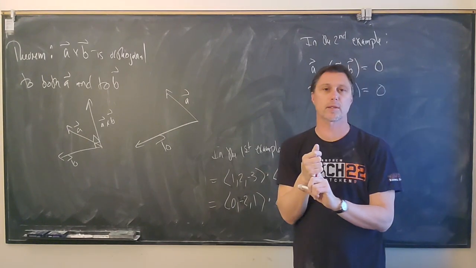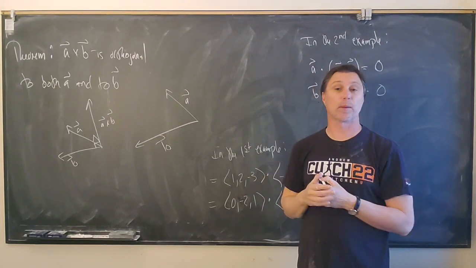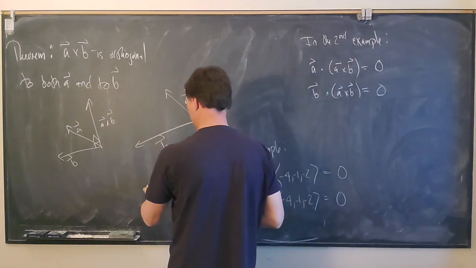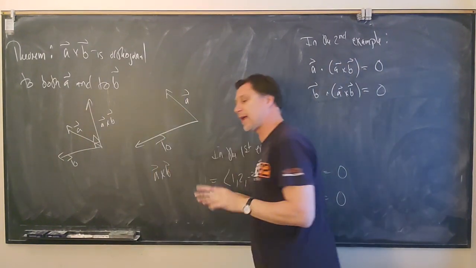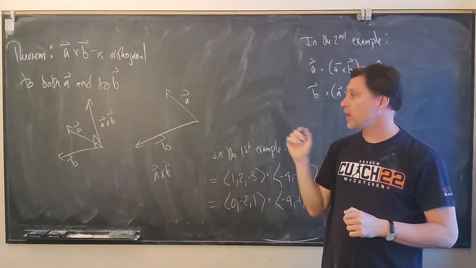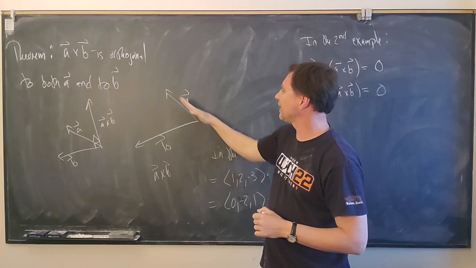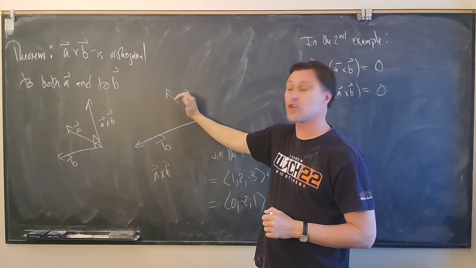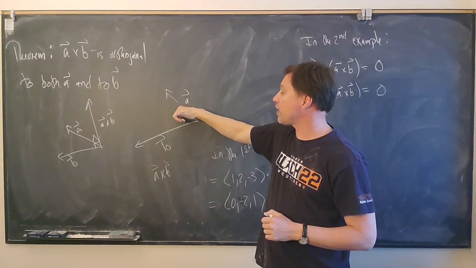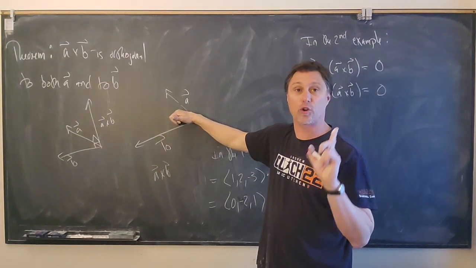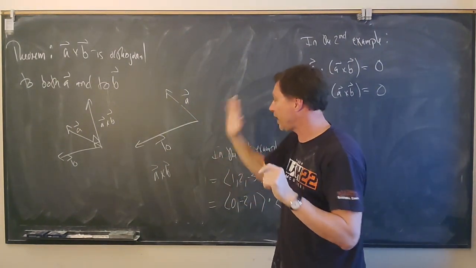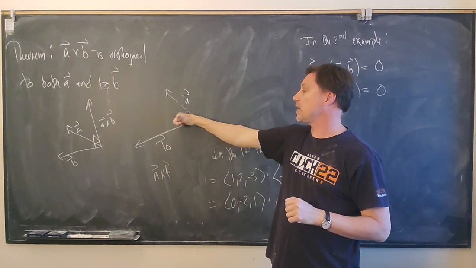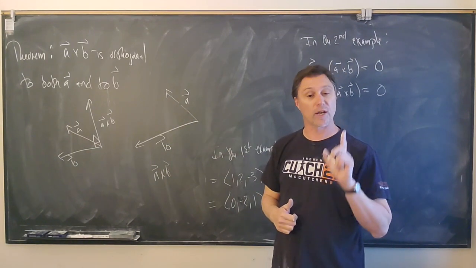The cross product satisfies what's called the right-hand rule. You've probably heard this before. Here's how it works. A cross B satisfies the right-hand rule in the following sense. You take your fingers and point them in the direction of A, and then curl them in the direction of B. When you do that, your thumb will be pointing in the direction of A cross B. Use your right hand to do this. So take the fingers of your right hand, point in the direction of A, curl them in the direction of B, and your thumb will be pointing in the direction of A cross B.